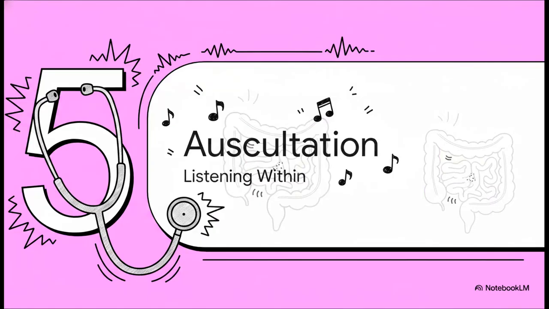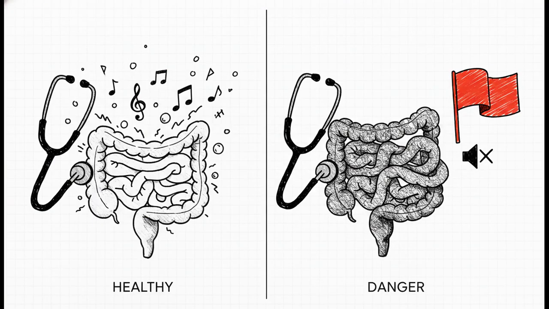And finally, Section 5, auscultation, listening within. This is the one and only phase where the stethoscope finally makes its appearance. The goal here is simple. We want to hear a gurgle. Normal, bubbling bowel sounds mean that the digestive tract is moving and doing its job. But if you listen and hear a totally silent abdomen, no way, that is a massive red flag. Absolute silence warns of a highly dangerous condition called paralytic ileus, which basically means the intestines have completely stopped moving.